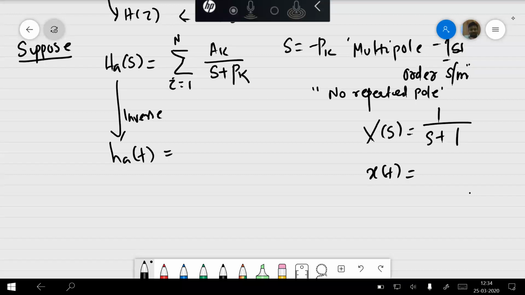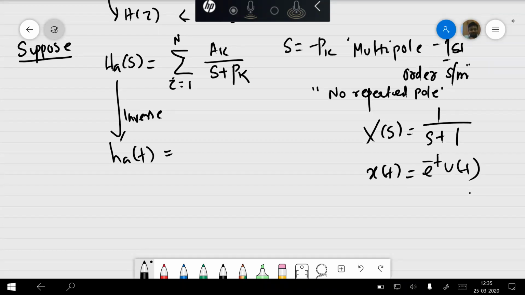What is the inverse of this? Exponential of... No, it is not st, it is e to the power t only. E to the power minus t, that's all. This is simply e to the power minus t u of t, right?